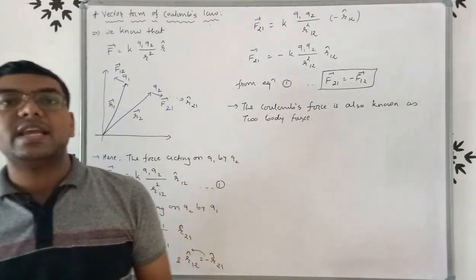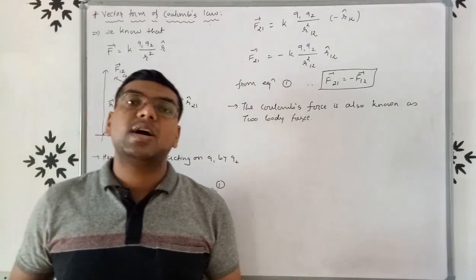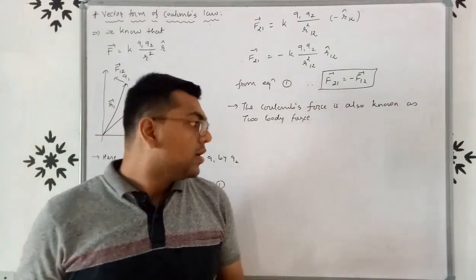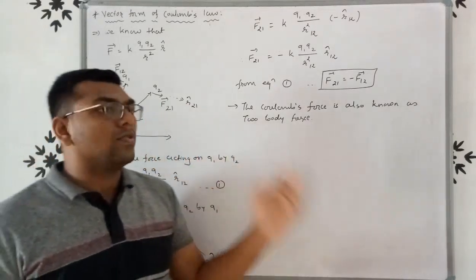So these are very important questions. In the last lecture we discussed the scalar form of Coulomb's law. In today's lecture we discussed the vector form of Coulomb's law.